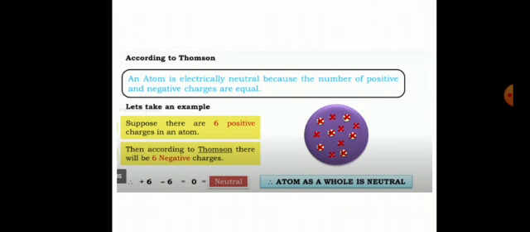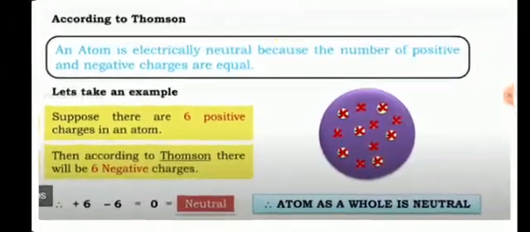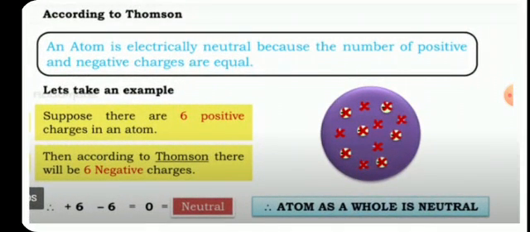According to Thomson, an atom is electrically neutral because the number of positive and negative charges are equal. Let us take an example. Suppose there are 6 positive charges in an atom. Then according to Thomson, there will be 6 negative charges. So plus 6 and minus 6 is equal to 0, which means the atom as a whole is neutral. The number of positive and negative charges are equal, so an atom is electrically neutral.